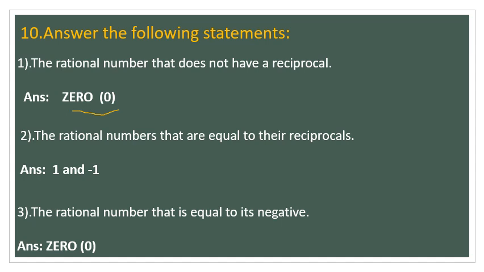Then the second one is, the rational numbers that are equal to their reciprocals are 1 and minus 1. Then the third one is, the rational number that is equal to its negative is 0. The rational number that is equal to its negative is 0 because 0 is neither positive nor negative. So the one and only rational number which is equal to its negative is 0. Now children, let us move on to the next main.